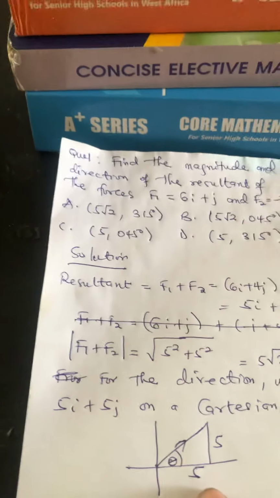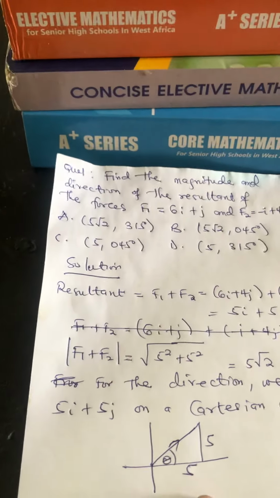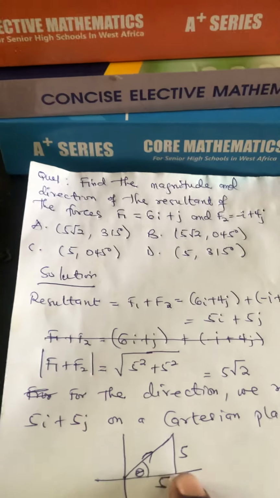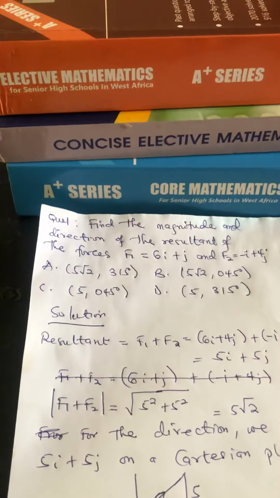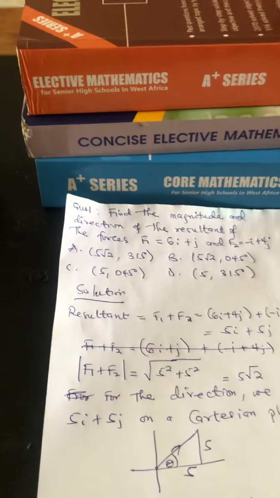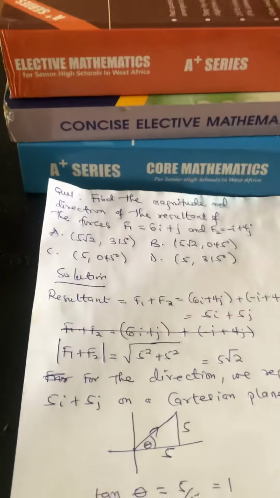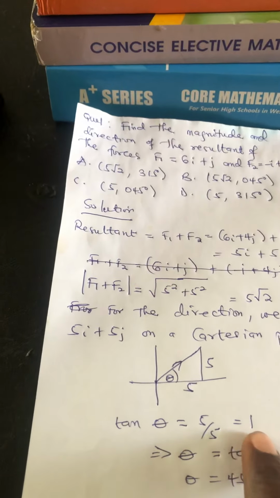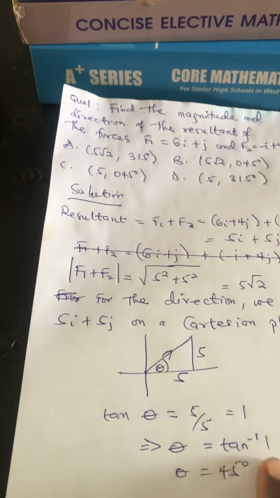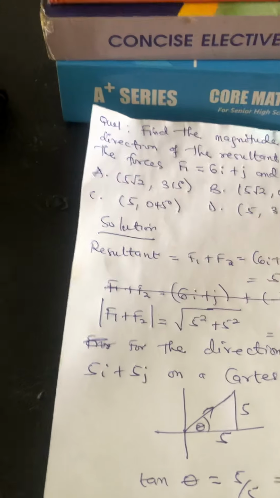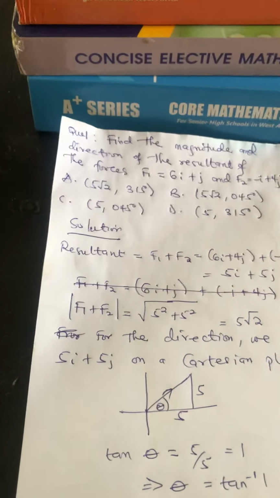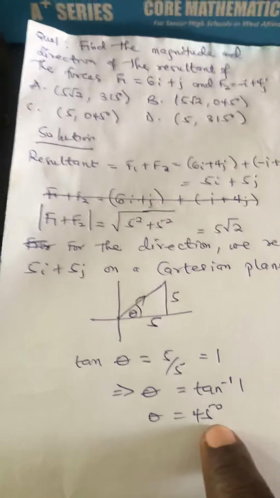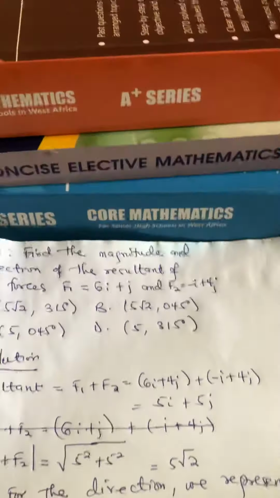So SOHCAHTOA, or Pythagoras theorem. If you have the opposite and adjacent sides and you have to find the diagonal, that will be tan theta. So tan theta will give you 5 over 5, which is equal to 1. To find theta, find the tan inverse of 1, which will give you 45 degrees. Therefore, the magnitude and the direction is 5 root 2, 45 degrees. That is B. So now let's see the calculator.